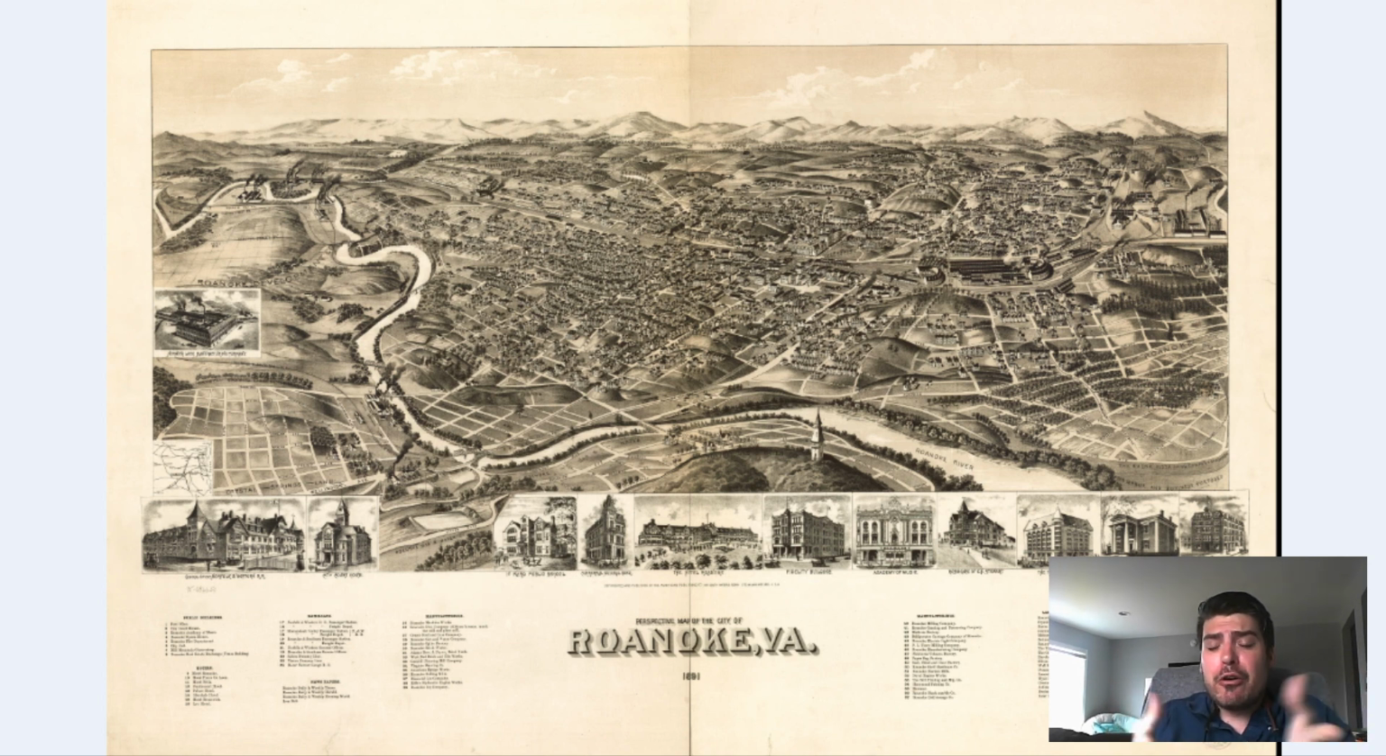I'm doing this video because someone on our channel made a request for Roanoke, Virginia area maps, and we had this nice bird's eye perspective map, and I thought it'd be nice to do this video.